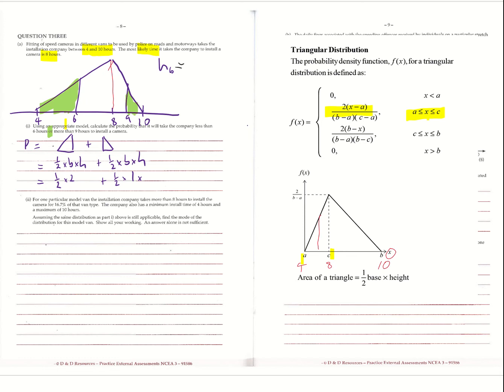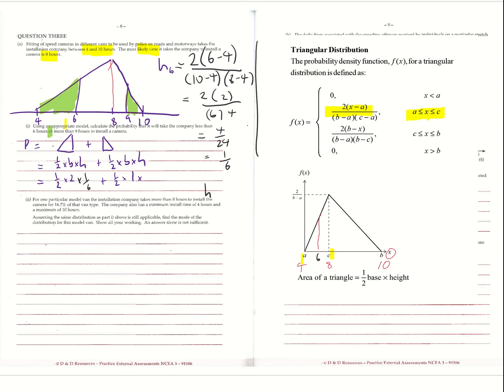is going to be equal to 2 times my X value, which on this side is 6, minus my A, which is 4, over B minus A, so 10 minus 4, and C minus A, so 8 minus 4. Okay, I'm going to make it a bit easier for myself by simplifying it down. So I've got 4 on 6 fours are 24, which is the same as 1 on 6. You can use your calculator, but make sure you use lots of brackets. So that's my height there, 1 on 6.